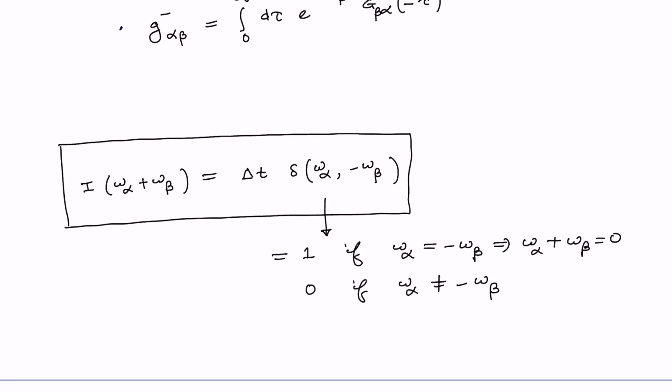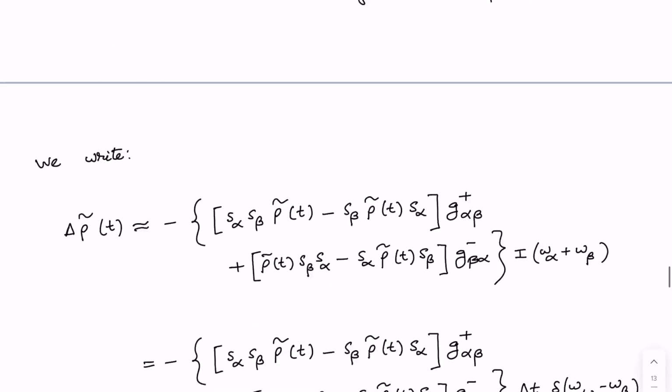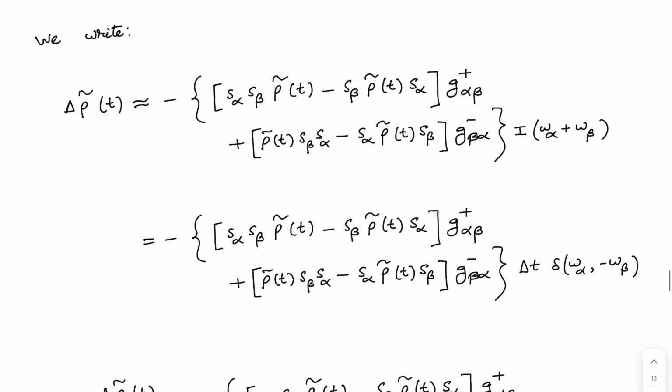So using this information, we can now write the change in the density operator for the quantum system state in this form, with i omega alpha plus beta. I am now just putting this form, delta t Kronecker delta omega alpha minus omega beta.